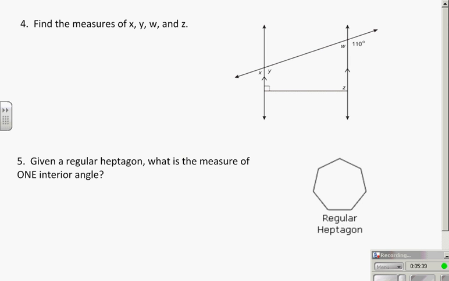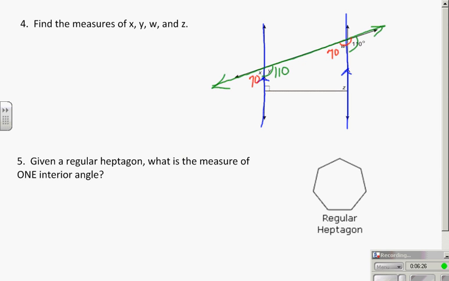Now the measures of x, y, w, and z at first look kind of hard to figure out. But I see parallel lines. And as soon as I see parallel lines, I know that I have corresponding angles, I have same side interior, I have all those angle relationships. So if I use the green line as my transversal, 110 and y are corresponding. So I can use parallel implies corresponding. Then I can use the linear pair idea for w, and that ended up being 70. W and x are corresponding, or x and y are a linear pair. So that makes that also 70.